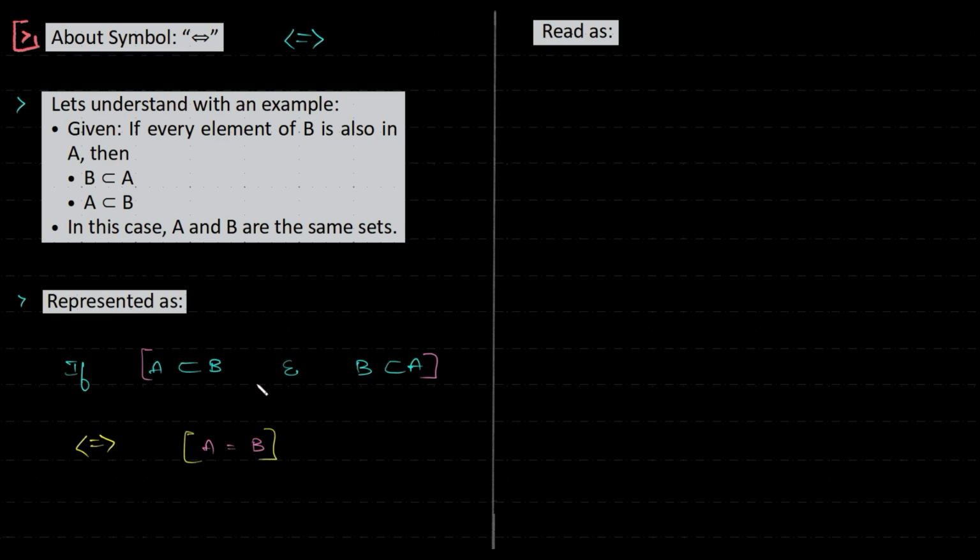If the LHS is true, then the RHS has to be true. If the RHS is true, then the LHS has to be true. How do you officially read this? If and only if.